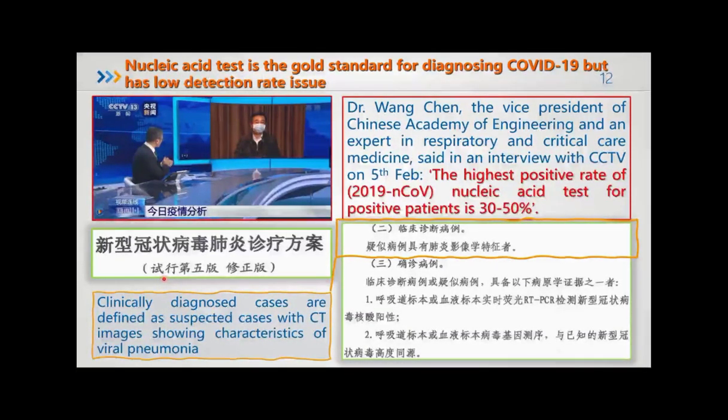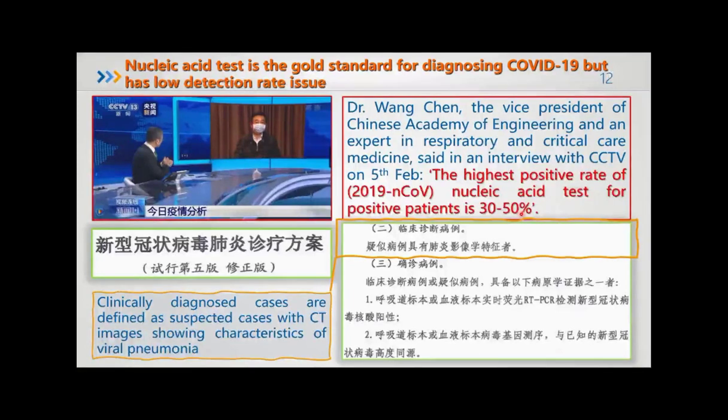Professor Wang Chen, an academician of the Chinese Academy of Engineering, in an interview with CCTV on the 5th of February, estimated that the detection rate of nucleic acid tests for positive patients was about 30 to 50%. It means that half of the real COVID-19 cases were missed, and infected patients could go unnoticed, which made the situation in Wuhan at that time even worse.